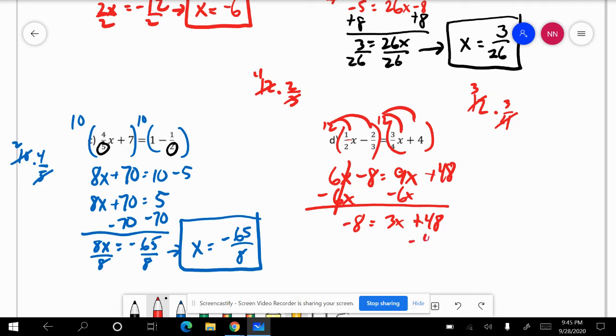I'm going to subtract the 48, and I get negative 56 is equal to 3x. I divide both sides by 3, and that gives me x is equal to negative 56 over 3.